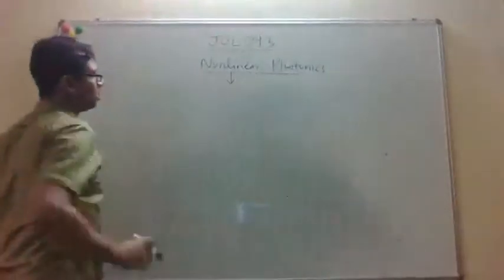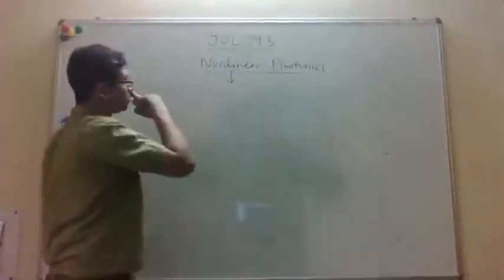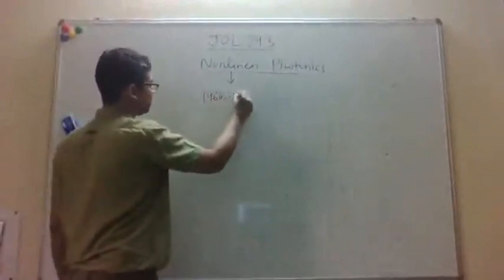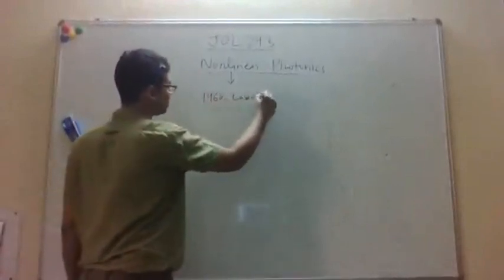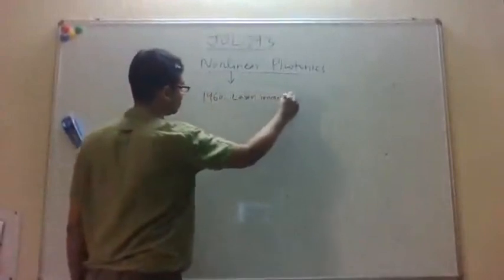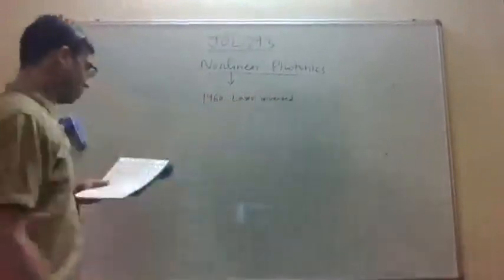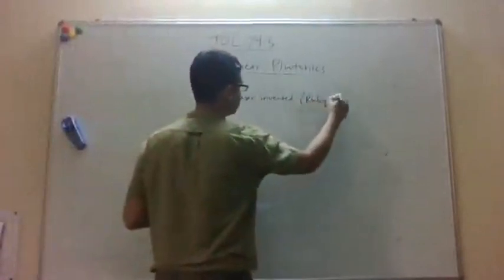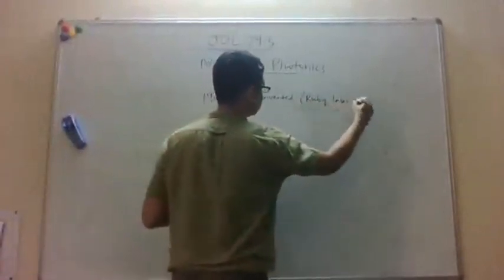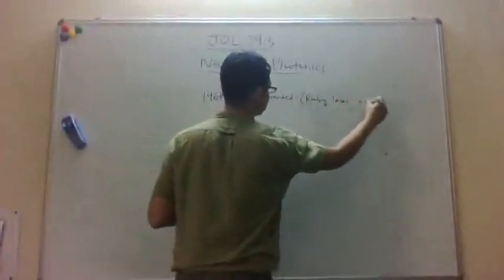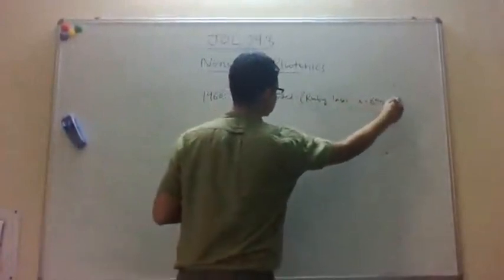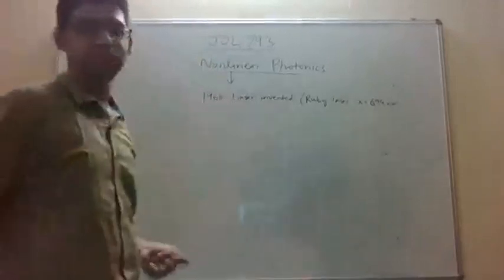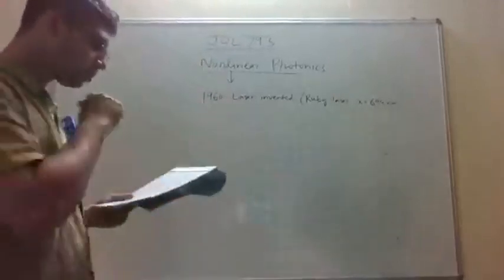Right. So some history. In 1960 the laser was invented. Remember, this was a ruby laser which emitted at around 690 nanometers. So it was a red laser. That was the first laser which was invented.